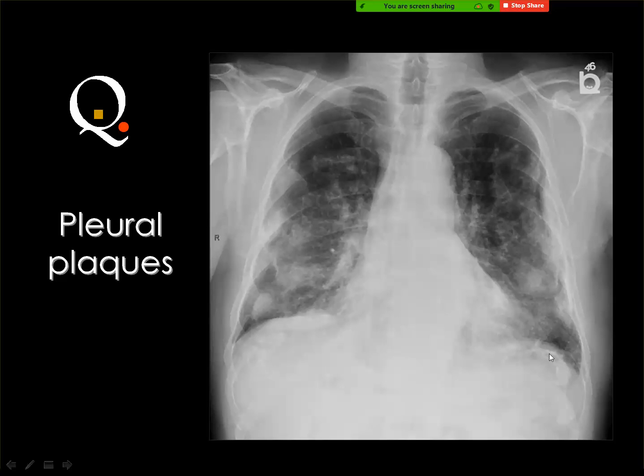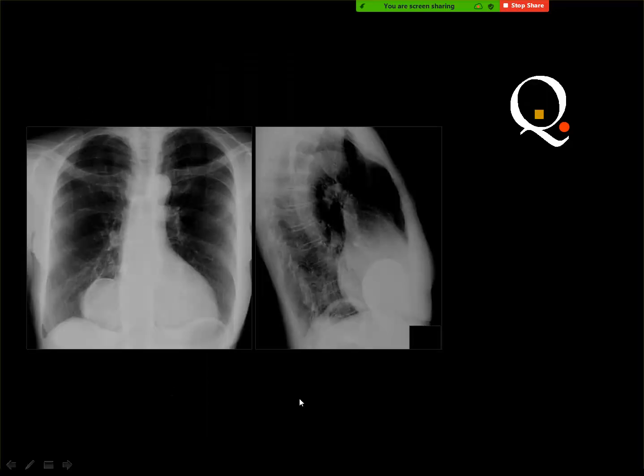Then if you see these very characteristic plaques and they are frequently calcified, then you know that all you are seeing here in both lung fields is nothing but calcified pleural plaques. And the pleural plaques have many underlying etiologies, and the most common is asbestos exposure.